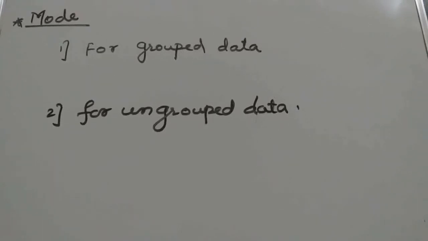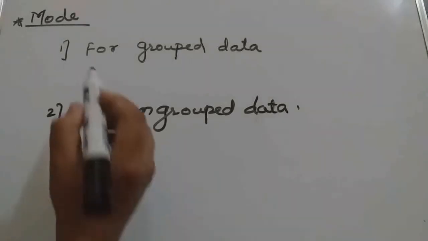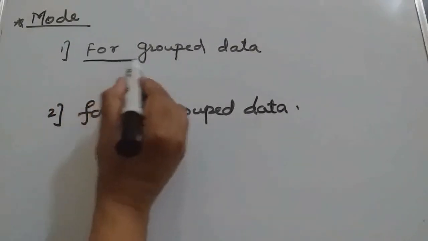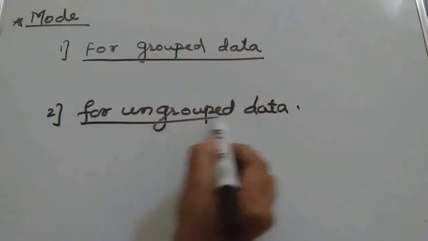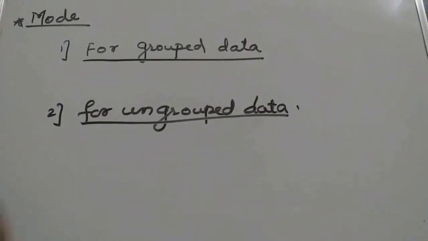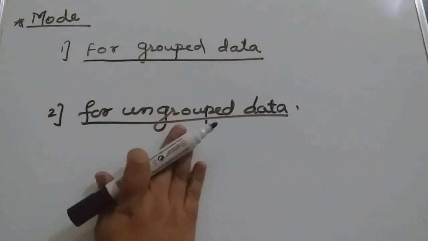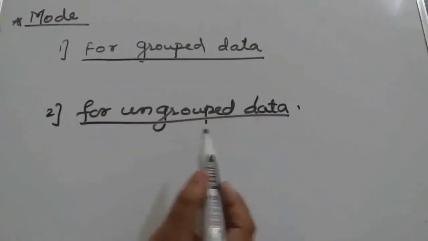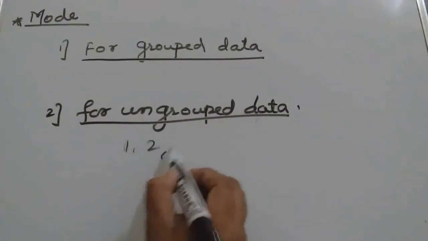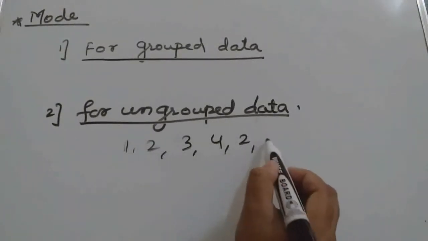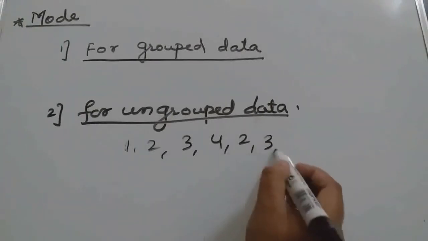After mean, the next concept is mode of the data. In previous classes, we learned what mode is for ungrouped data. Ungrouped data means a list of numbers. Suppose 1, 2, 3, 4, 2 and then 3, then 2.